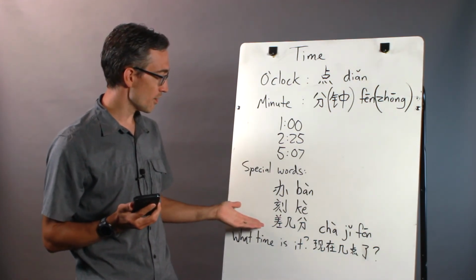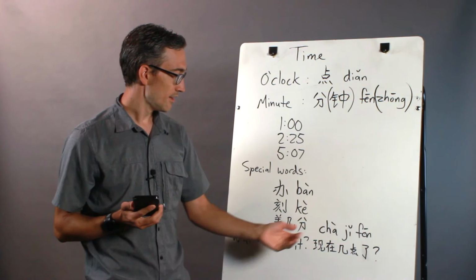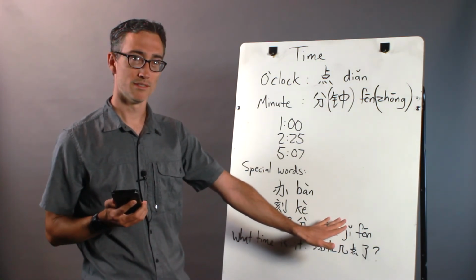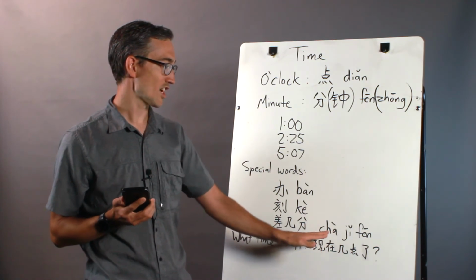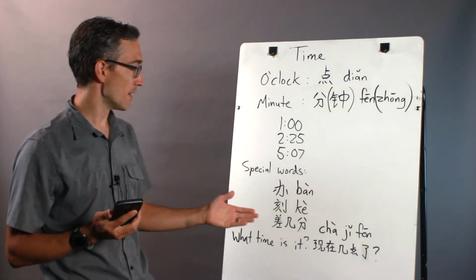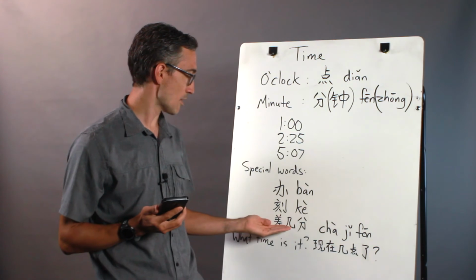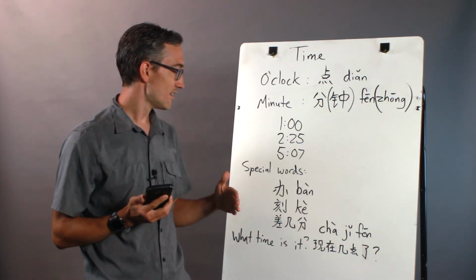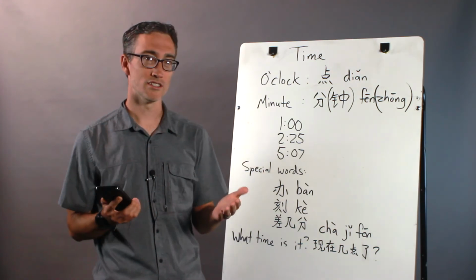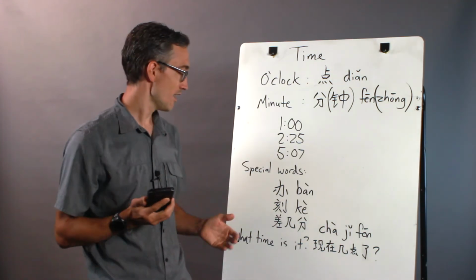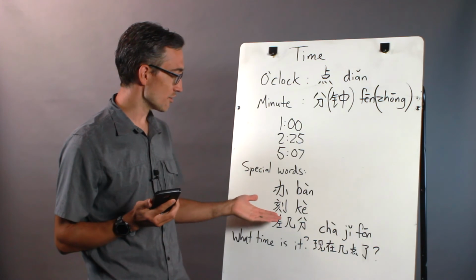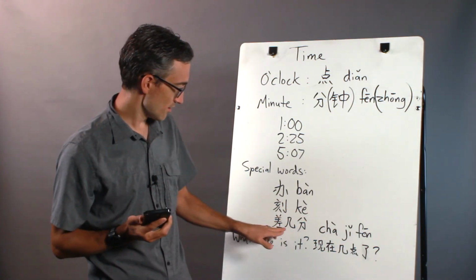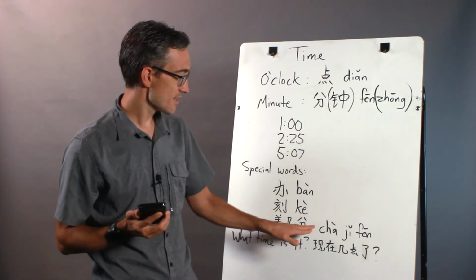And then here's another phrase, 差几分. Now the 几 means how many, and in this case it just represents some number. Of course, you wouldn't say 差几分 unless you're asking a question, but the 几 here in this phrase just represents a number. So if I want to say 10 to 3, so it's 2:50, but it's 10 to 3, I would say 差10分3点.